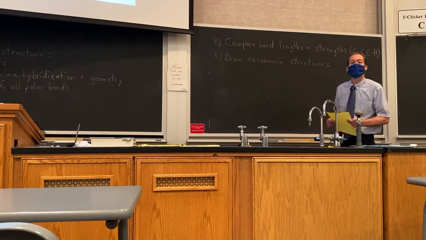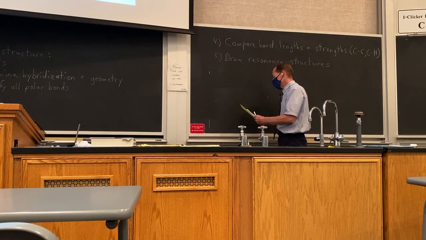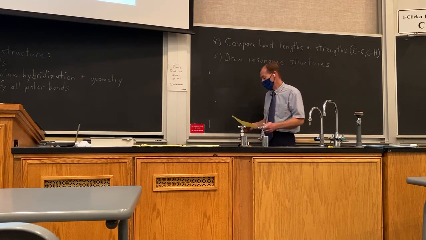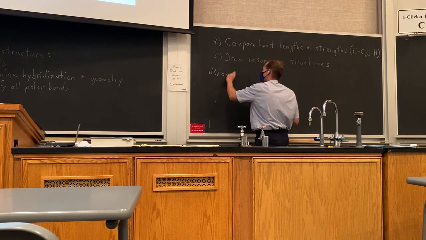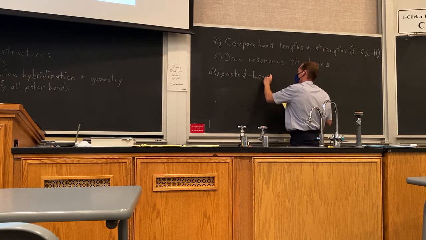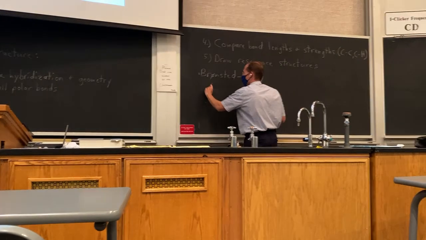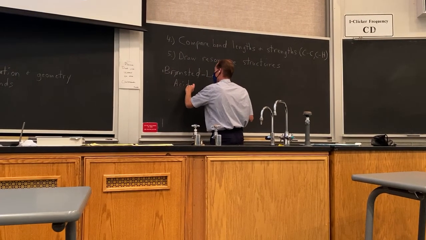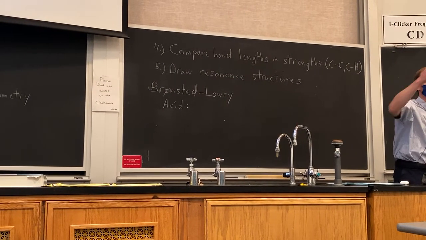Okay? First, we need to know what they are. We need to understand the definitions. And there are different ways of defining acids and bases. We'll start out in this chapter with the Bronsted-Lowry definitions. Okay? So, in the Bronsted-Lowry theory of acids and bases, what is an acid? Who can tell us? Yes, please.